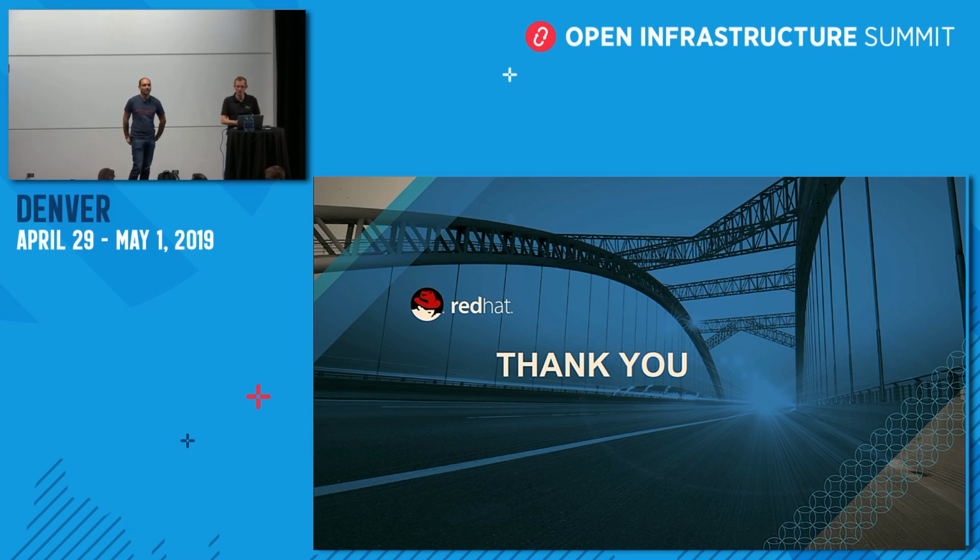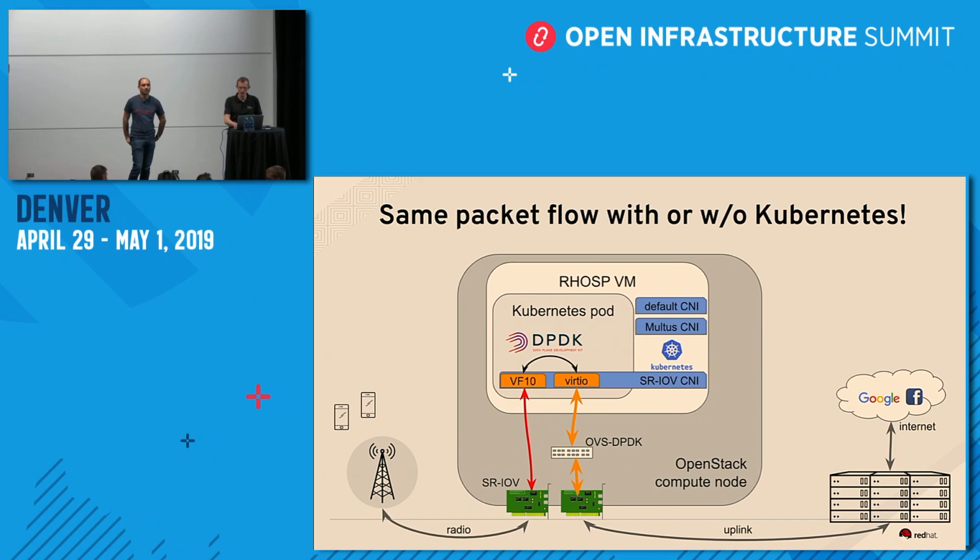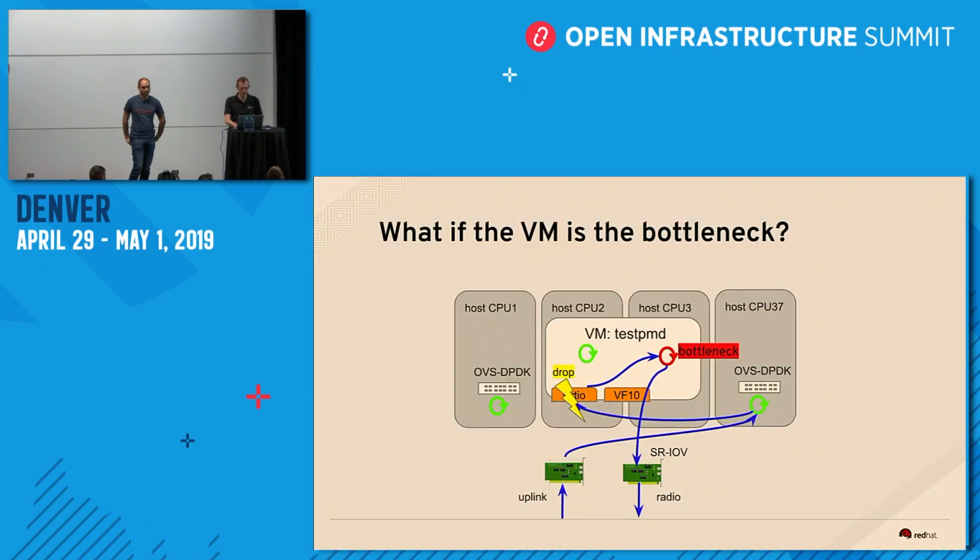The diagram you were showing earlier with the CPUs, that was one host where you had all the paths going through, right? Two slides back. That's the host CPU, yes.